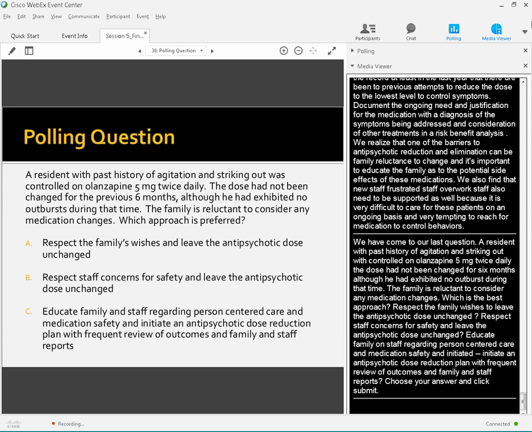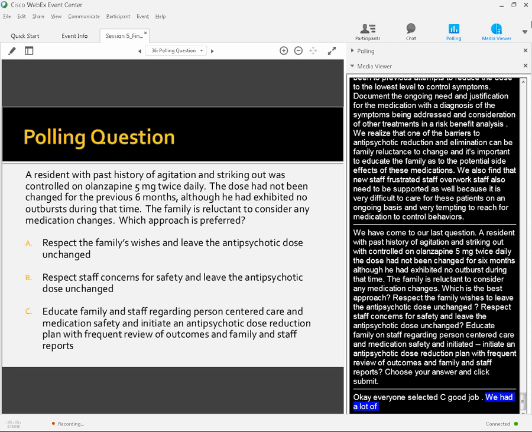Okay, and everyone selected C, educate family and staff regarding person-centered care. Good job. We've had a lot of correct answers today. I will give you a little hint of what is to come in session 6, and that we will be talking about some of these barriers, in particular the barrier of family and staff to change. So you can look forward to that next time.